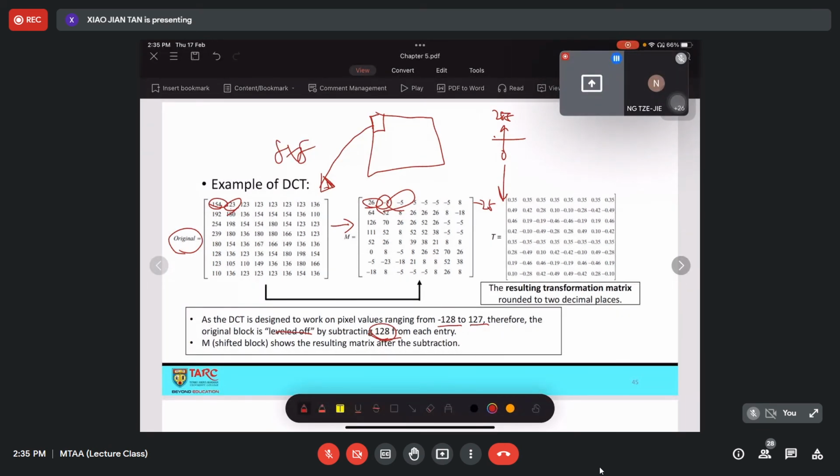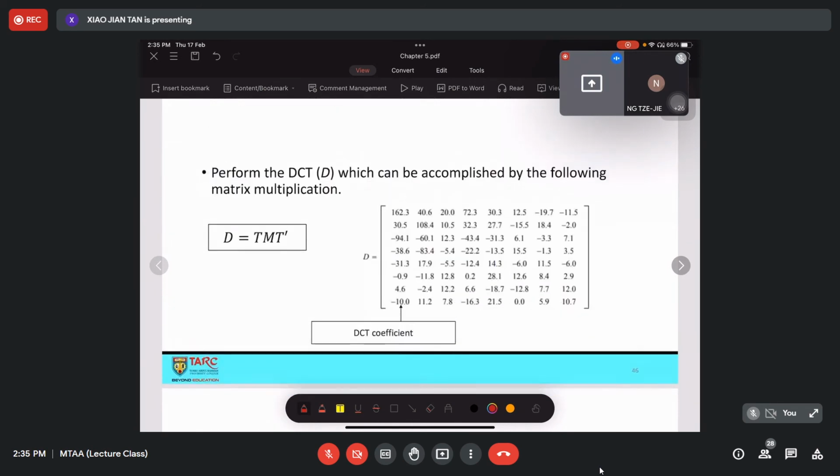M is the shifted block. We call it a shifted block because we already subtracted 128. It shows the resulting matrix after the subtraction. The resulting transformation matrix is rounded to 2 decimal places. This is after you perform the DCT, and the DCT value is this one. This is the equation for you to get the DCT value.